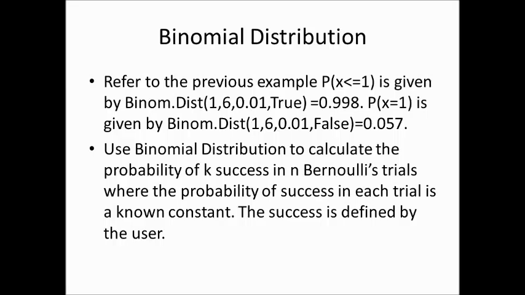So use binomial distribution to calculate the probability of k successes in n Bernoulli trials, where the probability of success in each trial is a known constant, and a success is defined by the user.